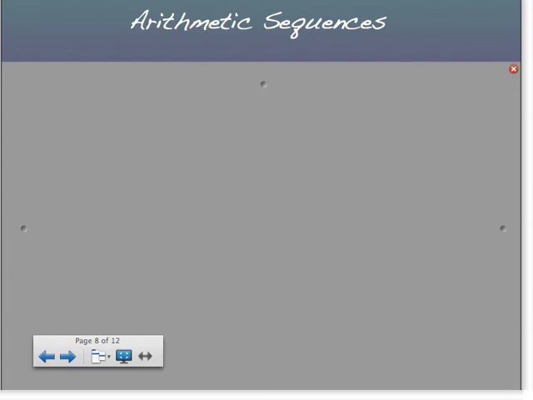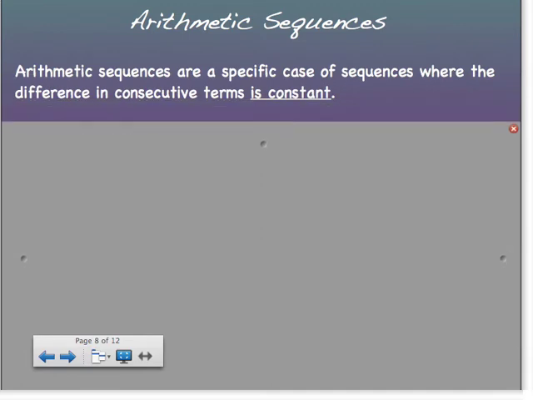Arithmetic sequences, by definition, is this. An arithmetic sequence is a specific case of sequences where the difference in consecutive terms is constant. It's like the last one that we did in number 2. Number 2 we had a different multiple, so I shouldn't say that. But for example, one that we did at the very beginning, 2, 4, 6, 8, 10. The common difference between those is 2. And so that would be considered an arithmetic sequence. When the difference between consecutive integers is the same number, we're going to call that an arithmetic sequence.